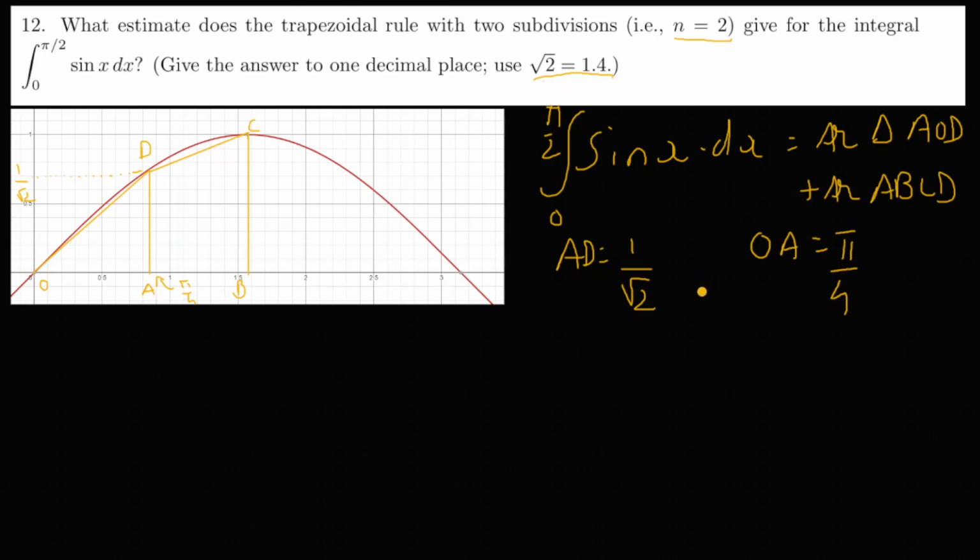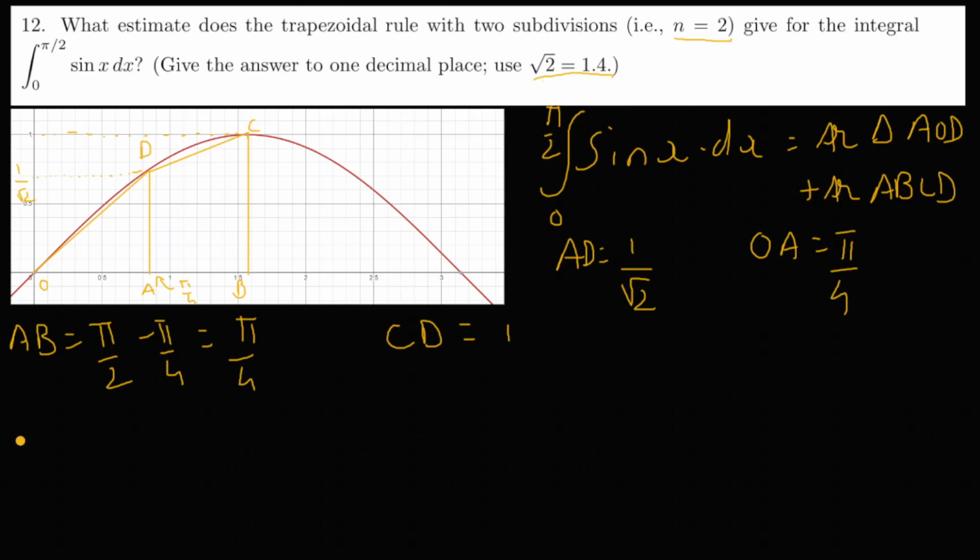And what will AB be equal to? So AB will be equal to pi by 2 minus pi by 4, which is also pi by 4. And what is CD equal to? We know that C will correspond to sine of pi by 2, and sin pi by 2 is 1, so CD is going to be 1. So now we have all the required lengths which we can use to calculate the area.